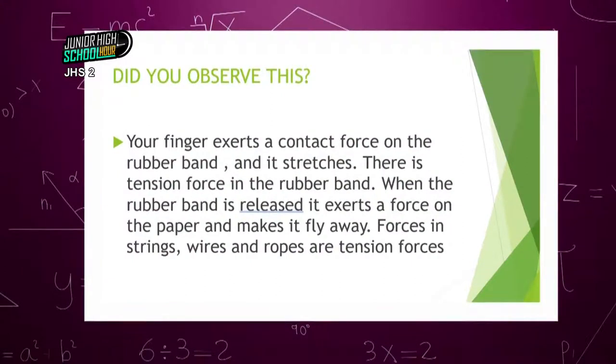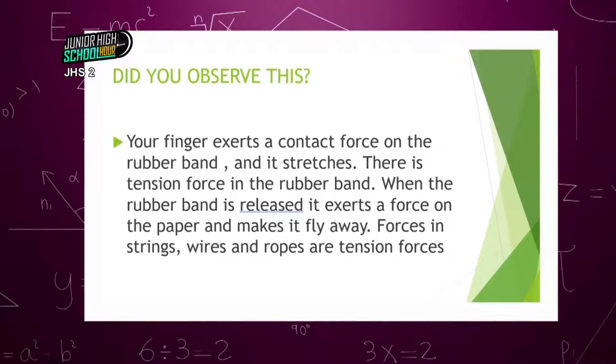Forces and strengths, wires and ropes are tension forces. That is very good. You had a perfect observation. The finger exerts a contact force on the rubber band and it stretches. There is tension force in the rubber band. When the rubber band is released, it exerts a force on the paper and makes it fly away. Forces in strings, wires and ropes are tension forces.